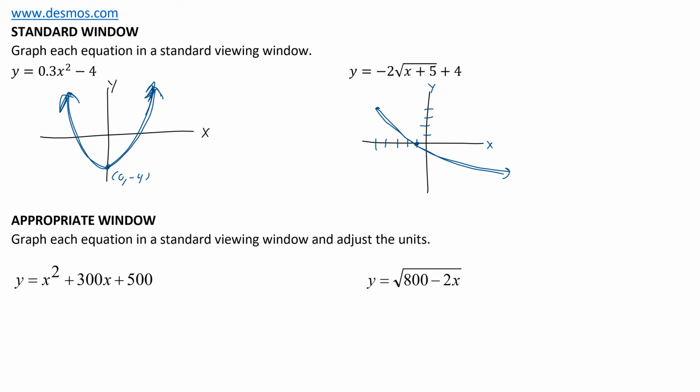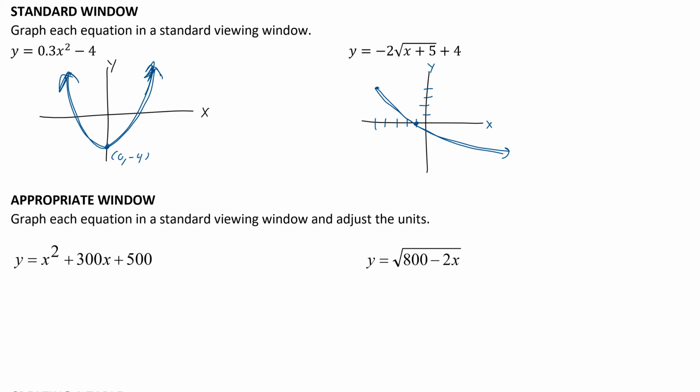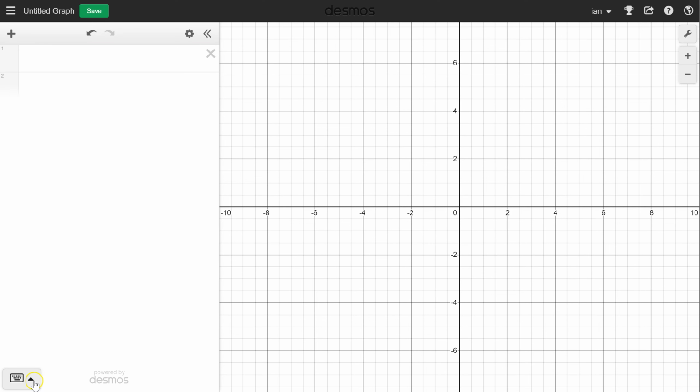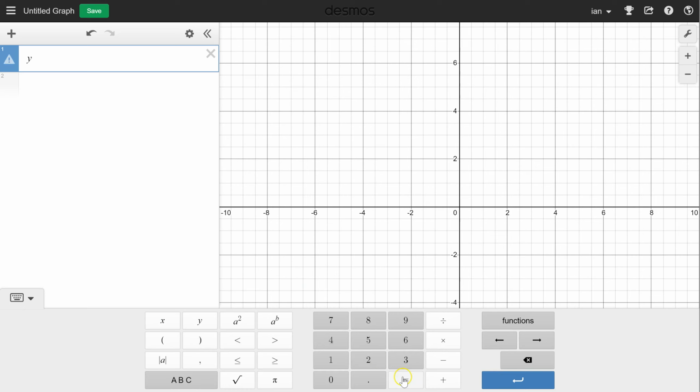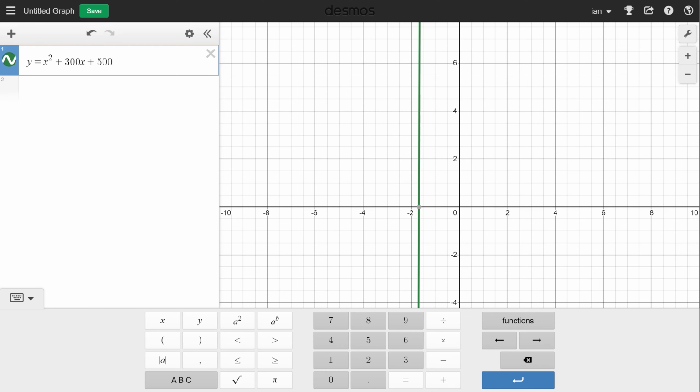All right, what's also going to happen here is you're going to have to do an appropriate window. So you notice I now have large numbers in there. So if we type this one in, so it's 300 and 500. So opening that again, y equals x squared plus 300x plus 500. I got to double check to make sure that was correct. Yes, so x squared plus 300x plus 500.